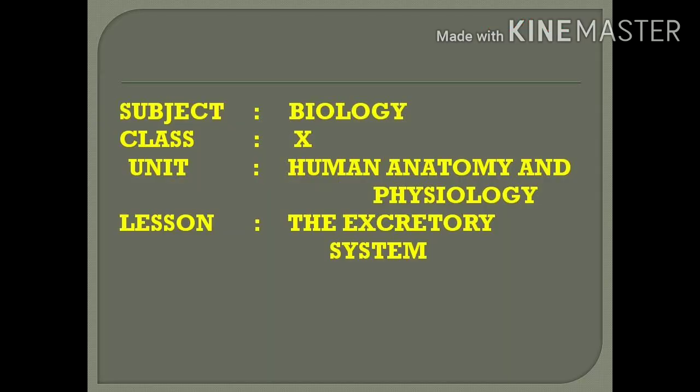Namaste students. In the previous class, we studied the urinary system: the kidney, the internal structure of the kidney, and the parts of the urinary system, that are kidney, ureter, urethra, urinary bladder, sphincter muscle, etc. We also studied the internal part of the kidney. It has two parts. The outer part is the cortex and the inner part is the medulla.